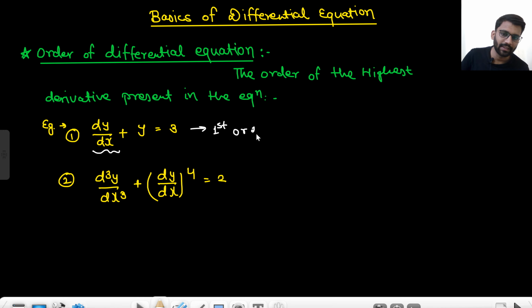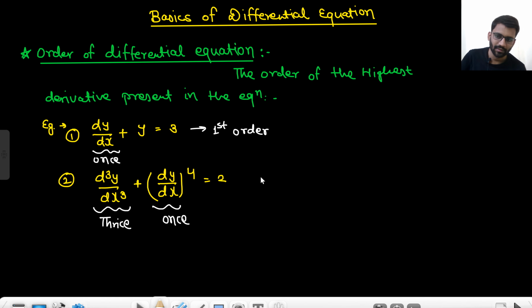Tell me, in the second equation, what is the highest number of times the differentiation is done? Here 4 times? No, 1 time only, right? But here 3 times. Here once and here thrice, right? So this is third order, not fourth order. This is just a power. This is the number of differentiations. So this is third order. That's how you need to know the order of the equation.